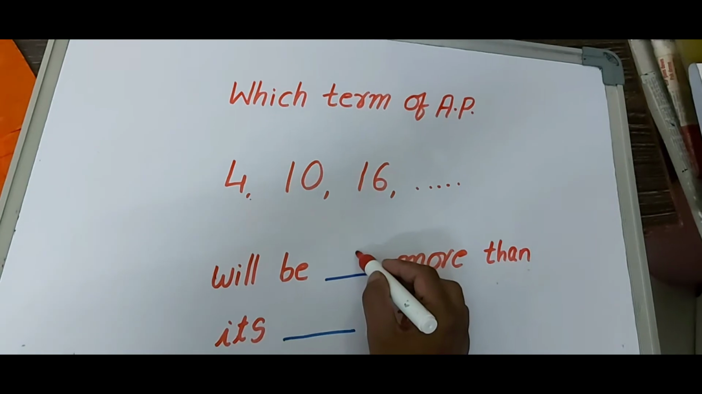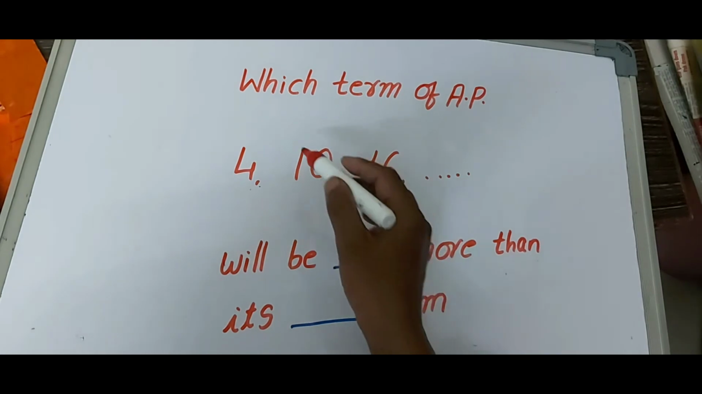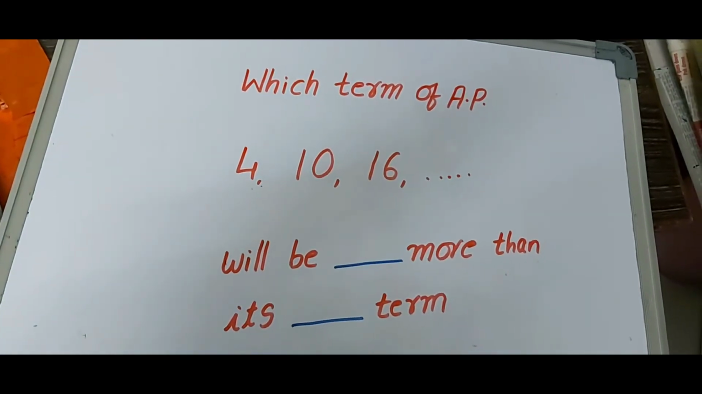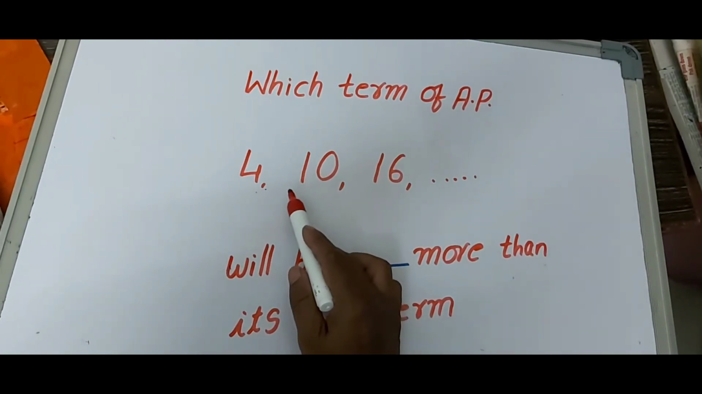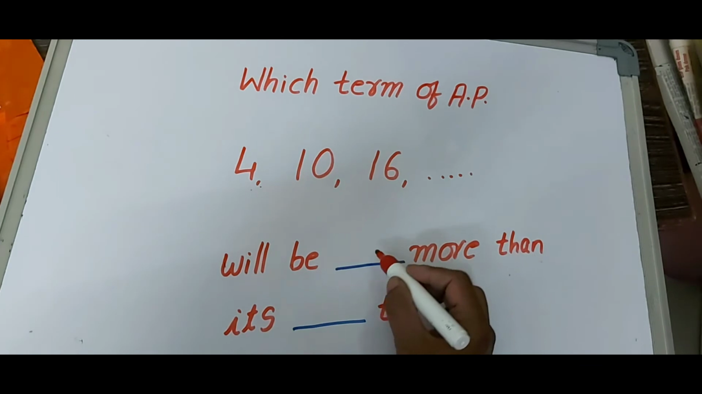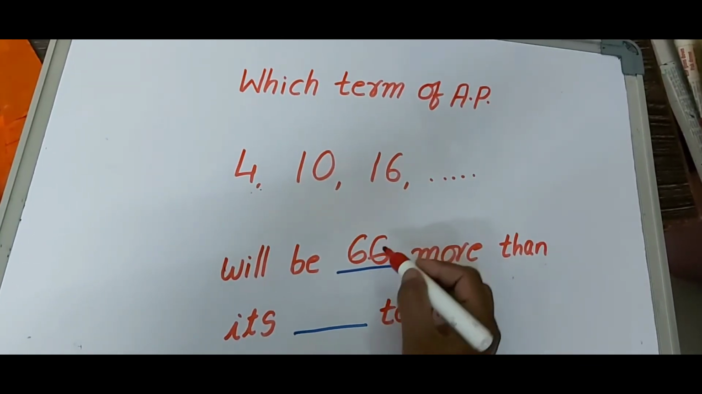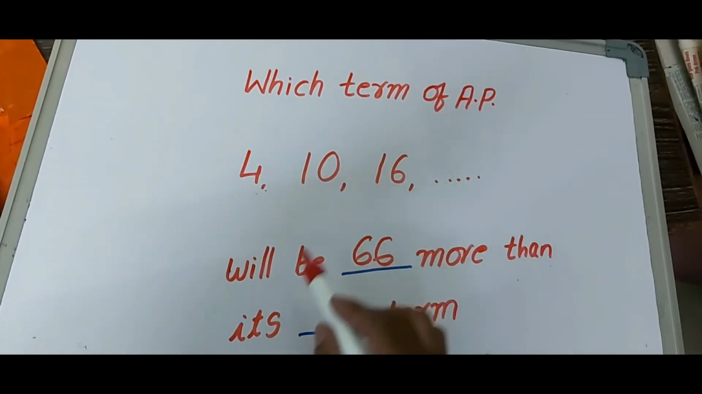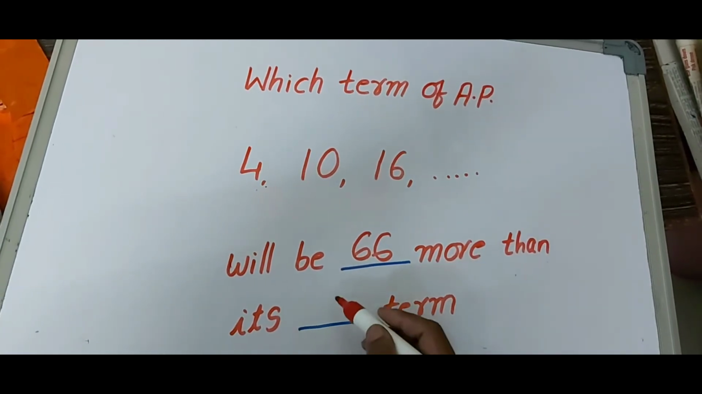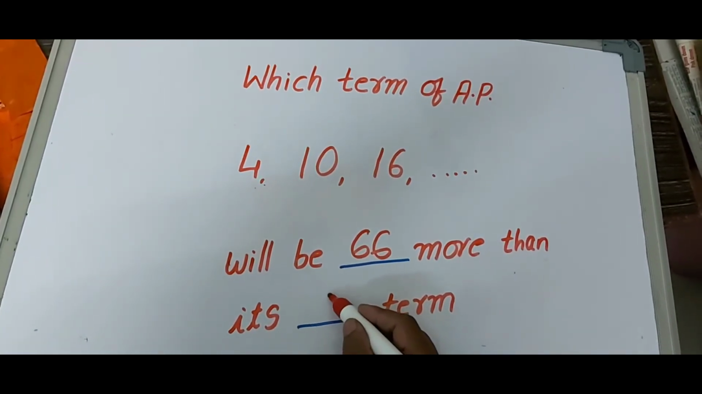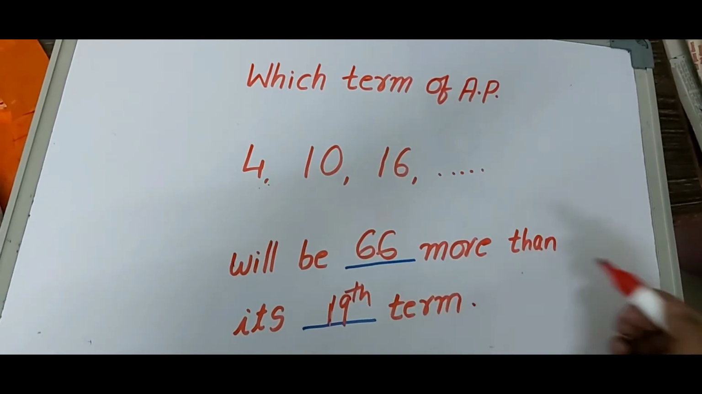Here you have to fill this blank with a multiple of the common difference. So here the common difference is 6, so any multiple of 6 can be written over here. I would like to write 66 over here. Find the term which is 66 more than any term. You can select any term like the 19th term. So this is a new problem.